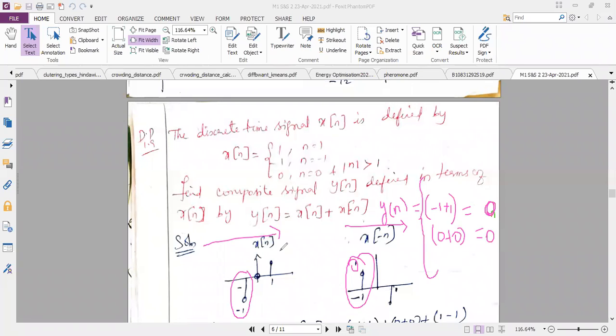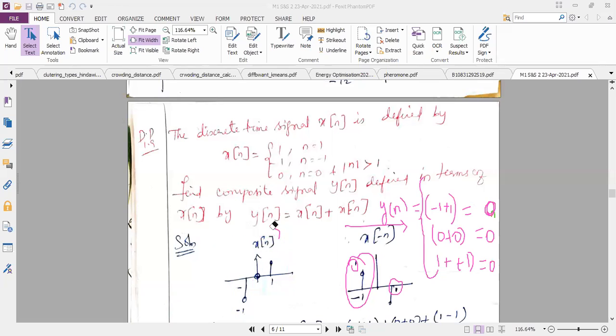Now tell me, the last sample left out is at n is equal to +1. At n is equal to +1 for x of n, the amplitude is 1. And at n is equal to +1 for x of -n it is -1. So 1 plus of -1, again the answer is 0. So this is my output y of n. This is the composite signal. I hope you are getting it. Write the answer like this. Y of n you should calculate for each n value. Am I clear with this problem? Any doubts?